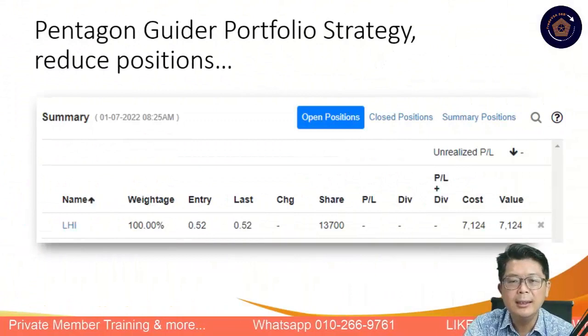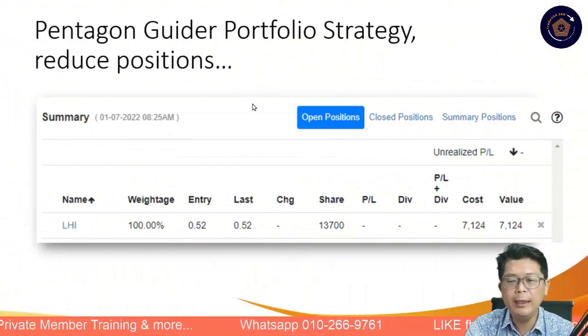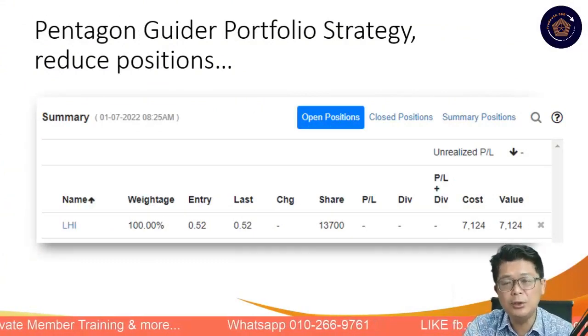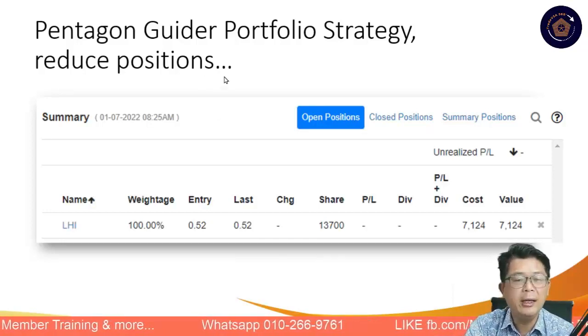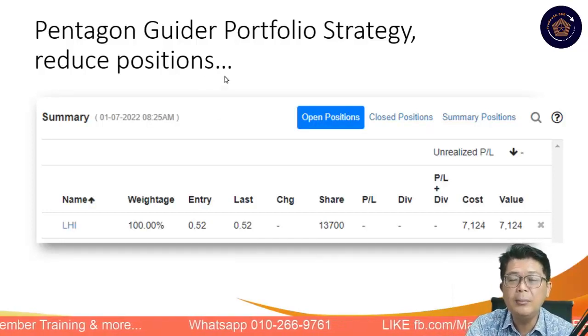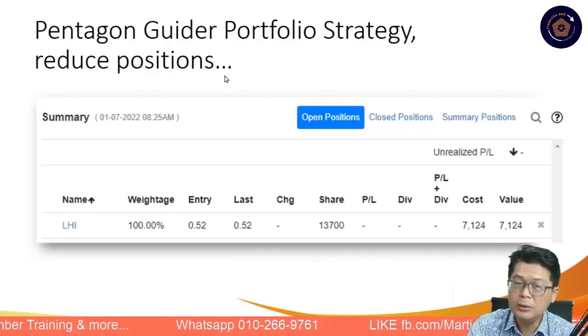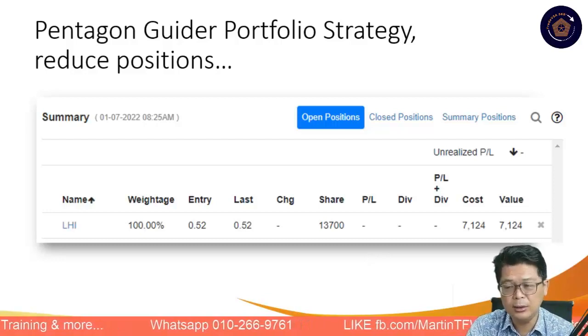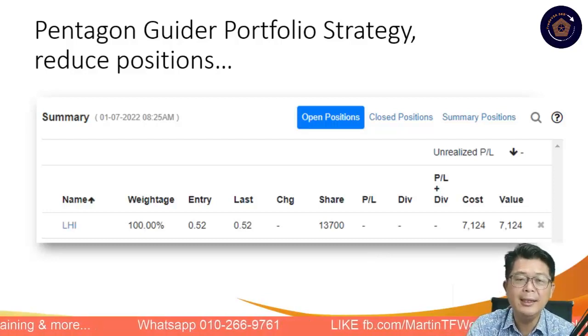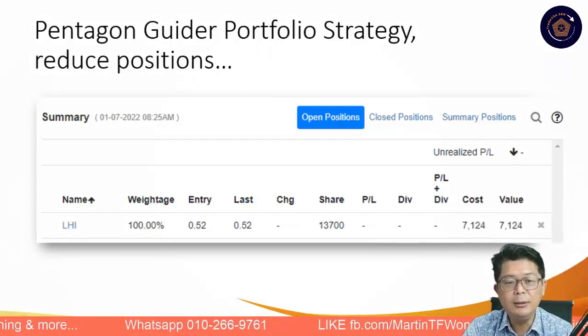Now, of course, the Pentagon Guider Portfolio Trading, we only have one position so far out of our 30,000, which is currently still at Leong Hub International, which is a poultry company. Take note, Leong Hub did hit higher, but then came back down so much that we are still pretty much in an unchanged position here.